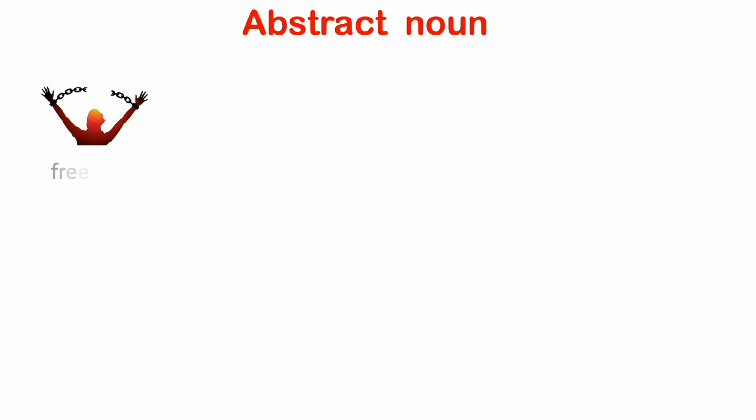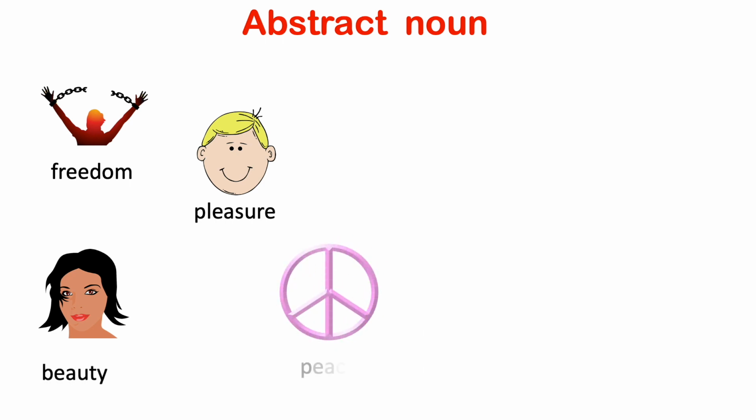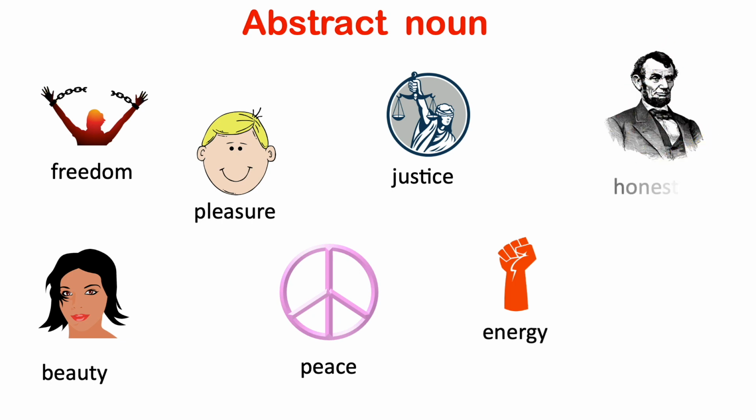Let's take a look at some examples for abstract nouns. They can be like freedom, pleasure, beauty, peace, justice, energy, honesty, care. So these are abstract nouns because they can either be an emotion, feeling, quality, or an idea, and we cannot identify these using our five senses, but they still have a name.